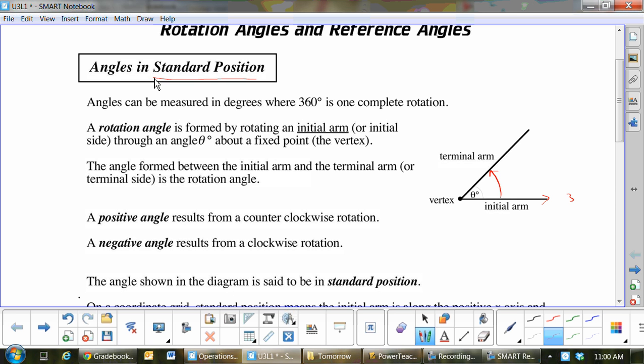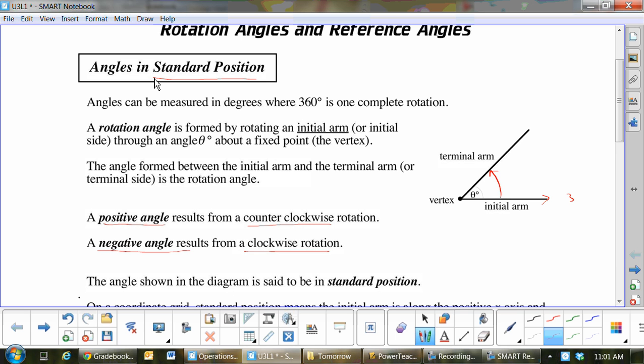Now, a positive angle is counterclockwise. A negative angle is clockwise, okay? So that may not seem intuitive right away. But believe me, after you use this enough, and that's what repetition will help you learn these better and better. So positive is counterclockwise. That diagram there would be a positive rotation angle because it started at 3 o'clock and moved up.